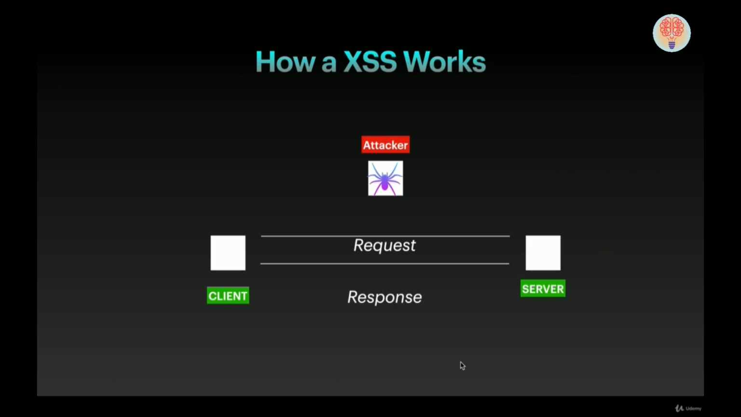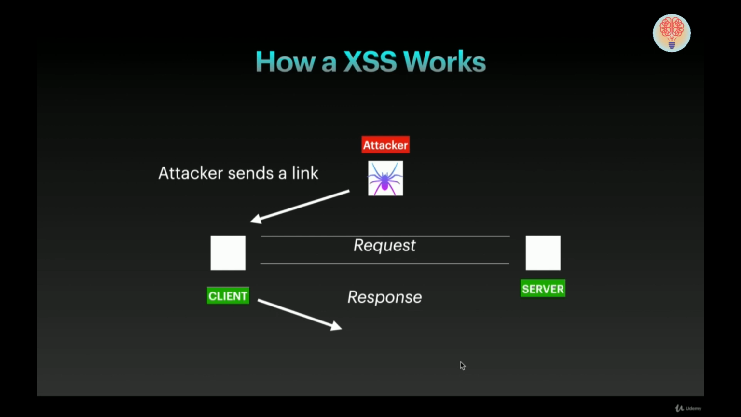How a XSS works. So here is an example through which you will understand how a basic XSS works. As you can see, there is a client on the left side, on the right side it is a server, and there is an attacker. So the attacker sends a link to the client.